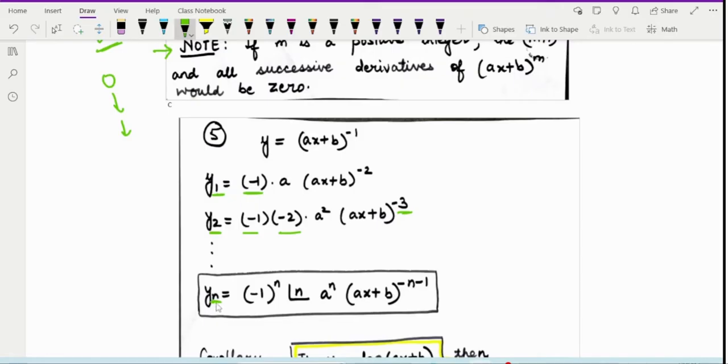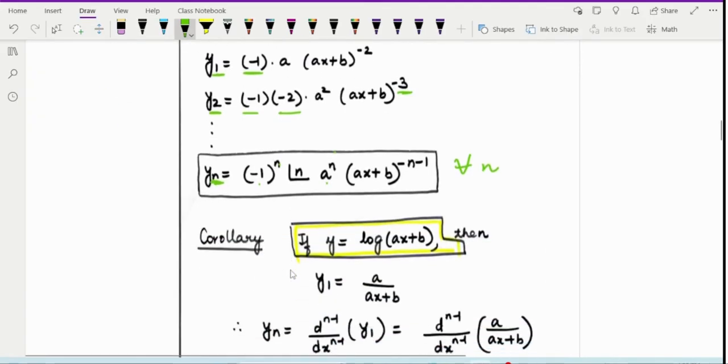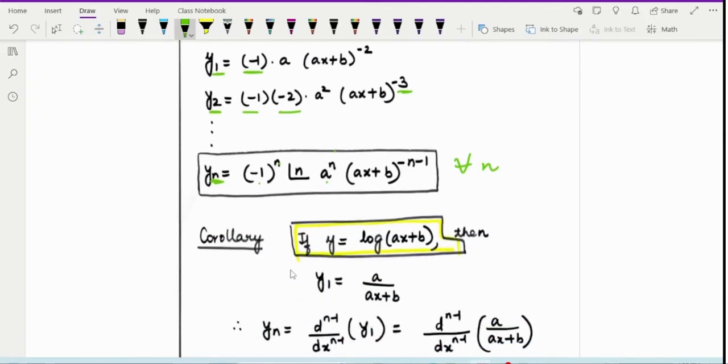So in the nth stage you are going to get -1 coming n times, and the rest of it is going to be 1, 2, so on up to n, which is n factorial a to power n times ax plus b to power -n minus 1. This is true for every n. For every natural number n, the nth order derivative of (ax plus b) inverse is going to be given by this. Now this has a very straightforward corollary.